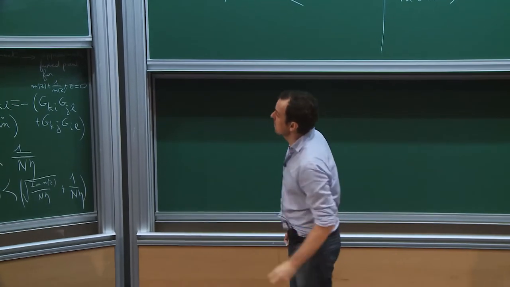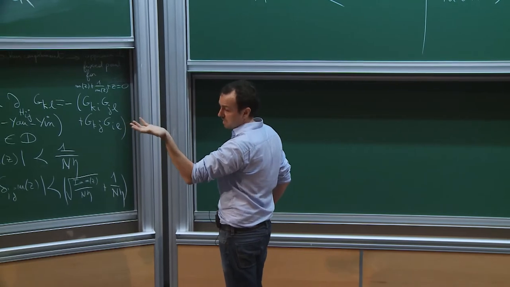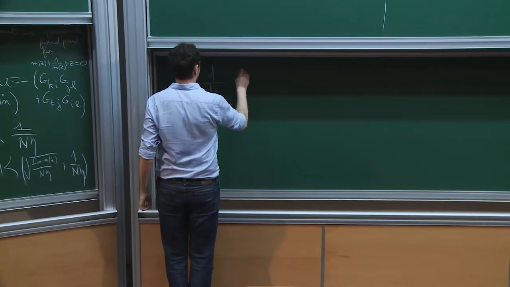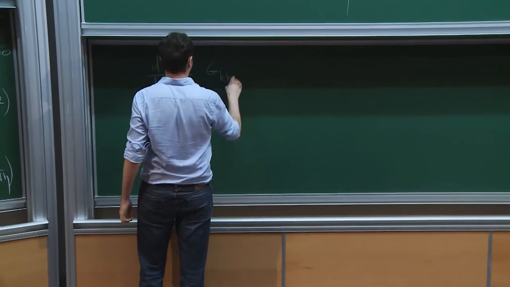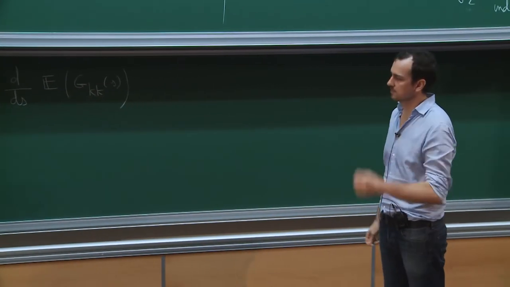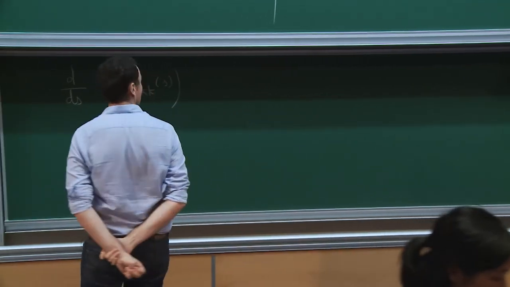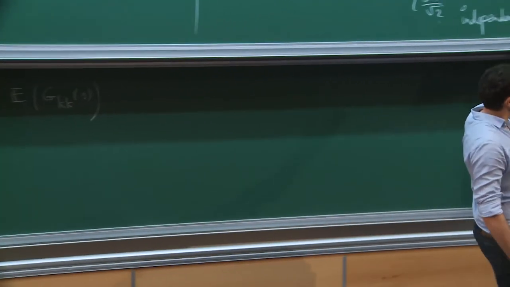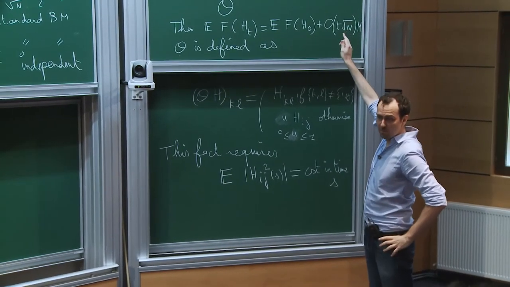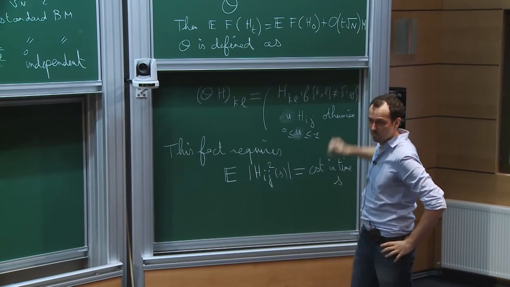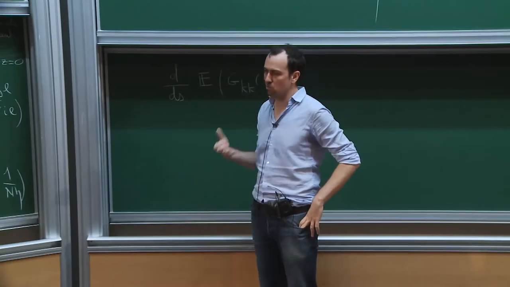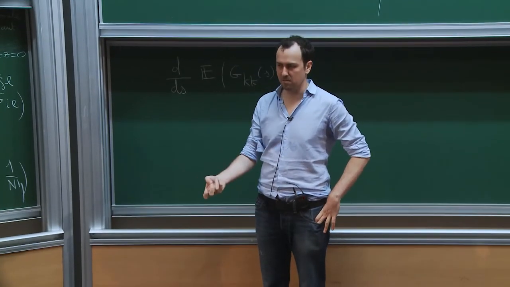For this, I just need to calculate, for example, the derivative of G_kk at time s. So my functional f is just G_kk. So I need to calculate the third derivative with respect to the entries, and that's it. If we have a good bound on the third derivative of G_kk, we are done. And this is exactly what the local law gives you. It gives you some very good stability results.